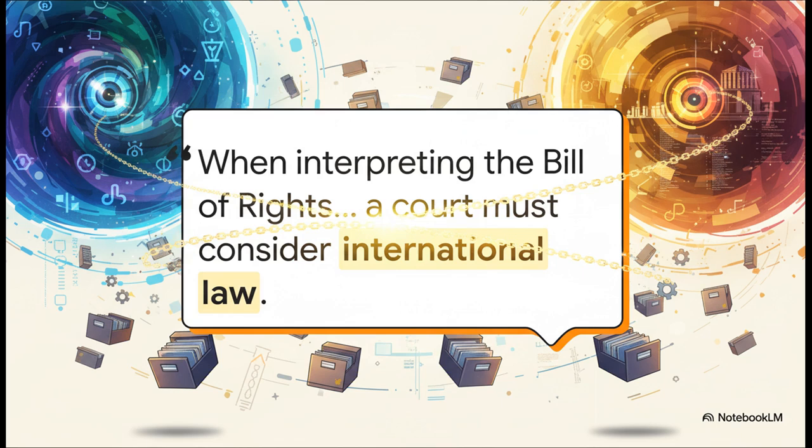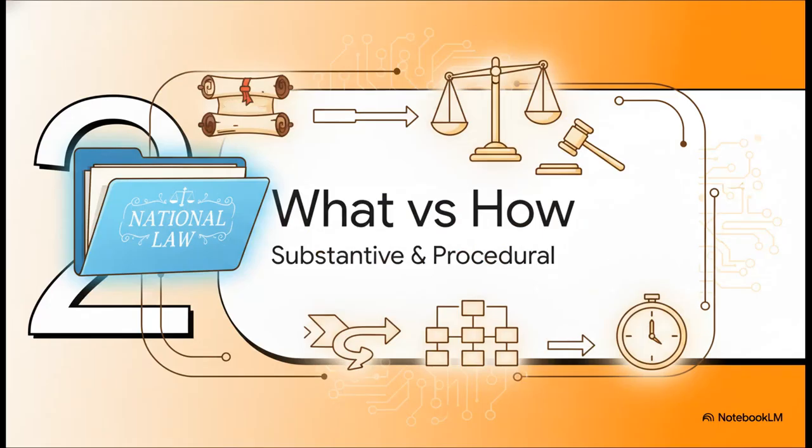Now, you might think these two sit in completely separate, sealed-off filing cabinets, right? But they really don't. Just take a look at Section 39(1) of the Constitution. It specifically mandates that when a court interprets the Domestic Bill of Rights, it absolutely must consider international law. It's a beautiful illustration of how these massive global agreements echo all the way down into a nation's own domestic rulebook. Moving right along to Section 2, the what versus the how, substantive and procedural law.